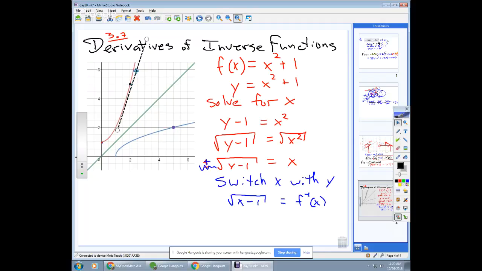No. No. A little off. That's a little better. The hardest part. Let's call that the tangent line right there.